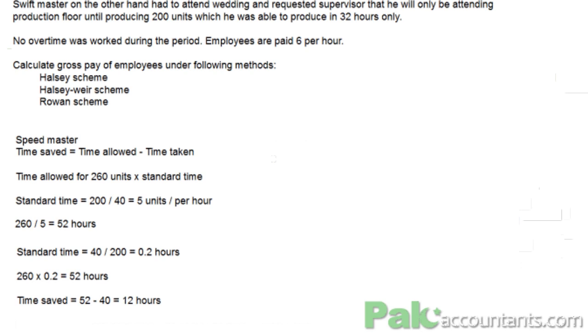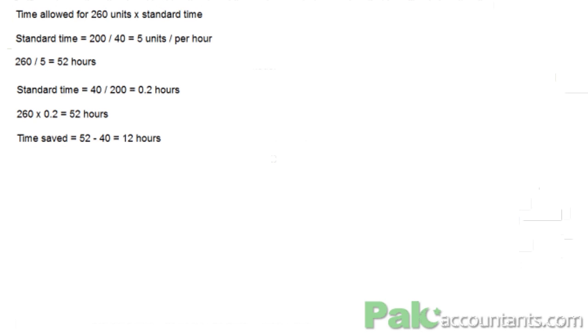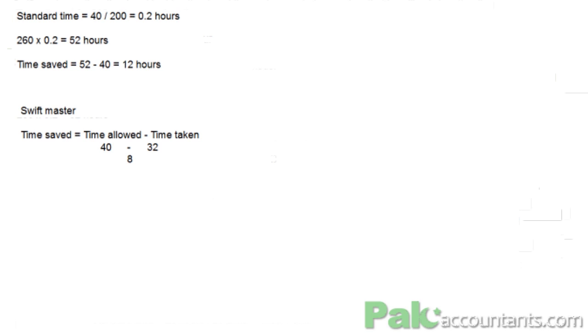Looking at Swiftmaster, it's fairly simple. He produced 200 units and he took 32 hours. So in that case, the time saved will be the time allowed to produce 200 units minus the time taken by him to produce the same number of units. He was allowed 40 hours, but he took only 32, right? So he saved 8 hours. Now we can calculate the wages.